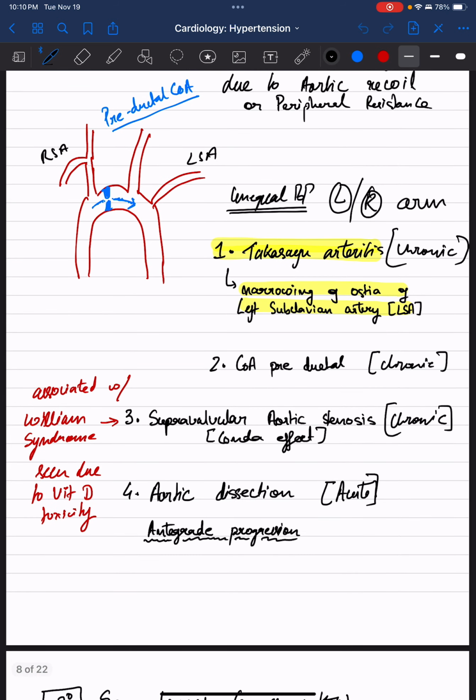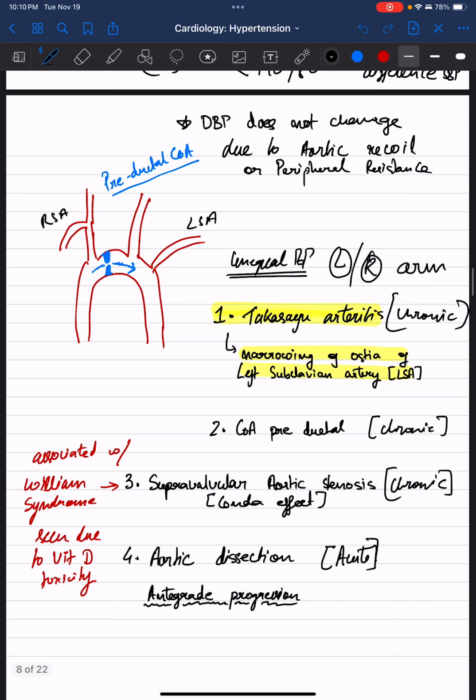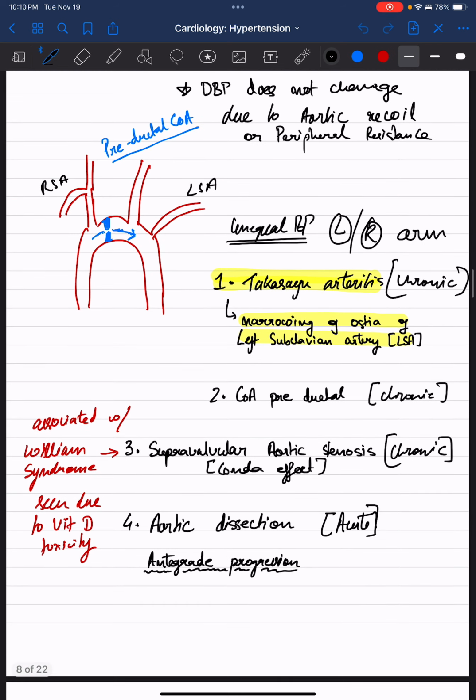preductal coarctation of aorta, and there's also postductal coarctation of aorta. In preductal and postductal, the difference is where is the coarctation, or where is the narrowing.